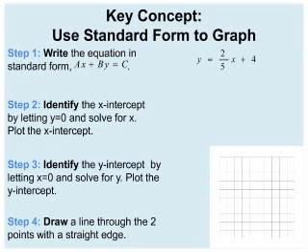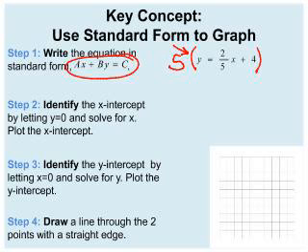Let's take a look at graphing using the standard form. As you may recall, the standard form is ax plus by equals c. Over here, I have an equation in slope-intercept form, and I want to put it in standard form. What I'm going to do is use what I call fraction buster, and multiply everything by 5 to get rid of my fraction. So I now have 5y is equal to 2x plus 20.